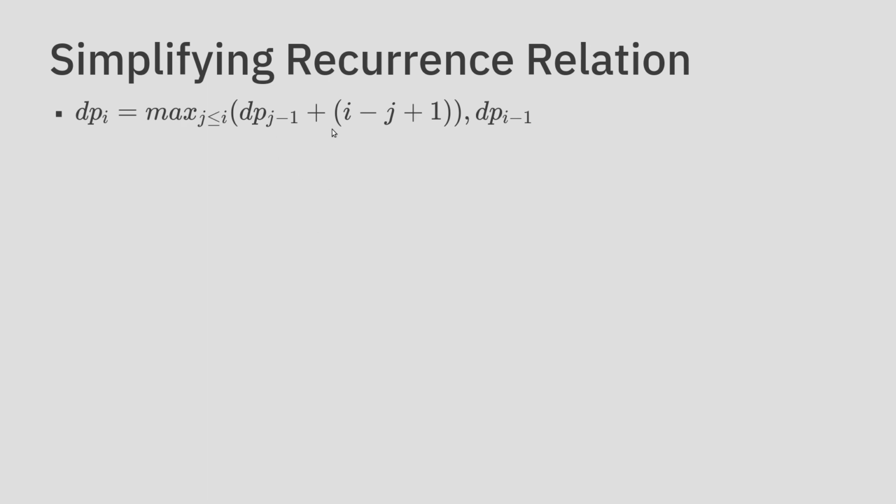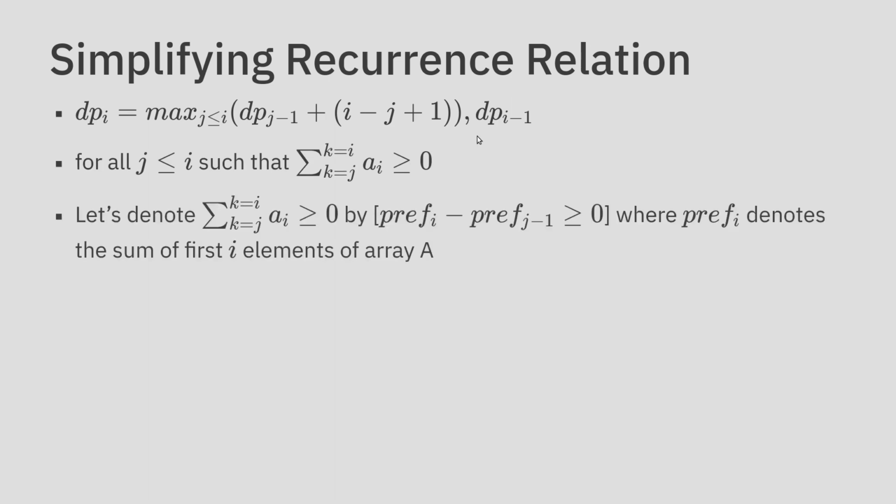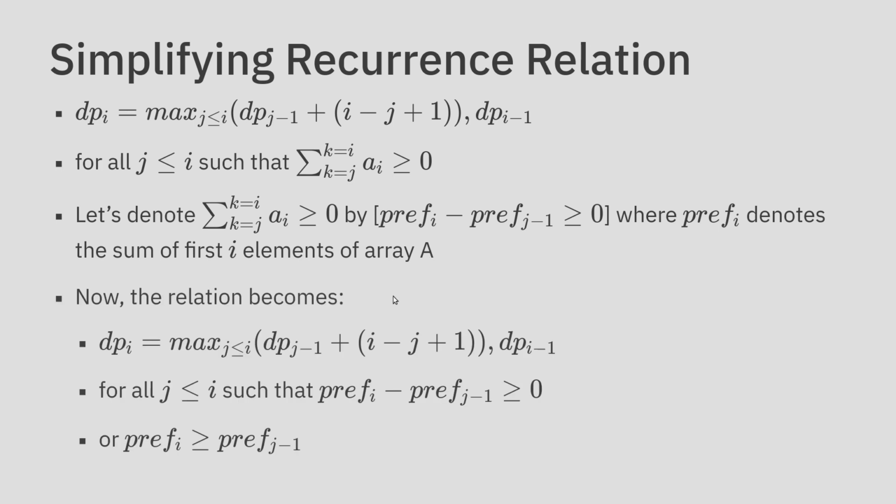So this is what we came up with in the previous slide. Now basically we can denote the sum of elements from j to i by introducing prefix sums. So let's say prefix of i denotes the sum of the first i elements of the array. Then the sum from j to i can be denoted by the sum of the first i elements minus the sum of the first j minus 1 elements. So this is easy to observe and trivial. So now the relation becomes as follows.